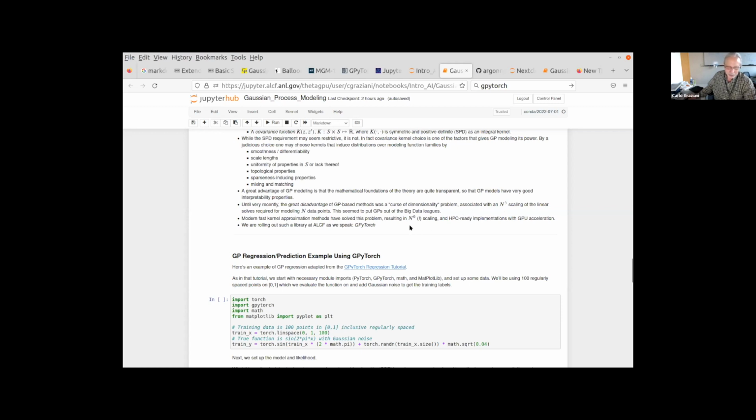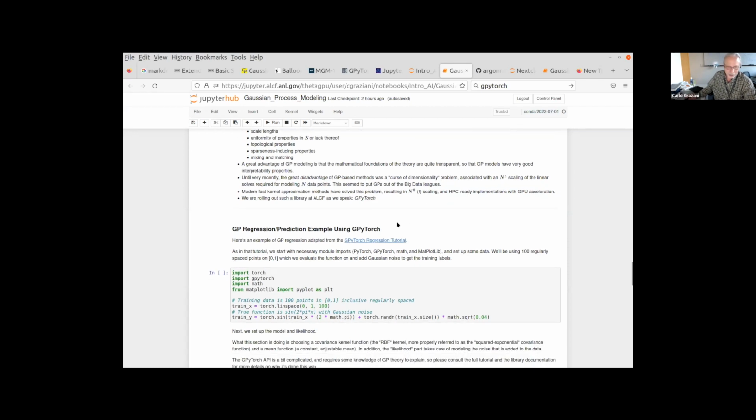And it turns out that that's no longer true, because there are these modern fast kernel approximation methods that have changed the scaling to n to the 0. And at ALCF, we're now rolling out this library called GPyTorch that is the basis for this activity that I'm showing you here. That basically both takes advantage of the scaling and also, since it's based on top of PyTorch, avails itself of PyTorch's GPU acceleration.